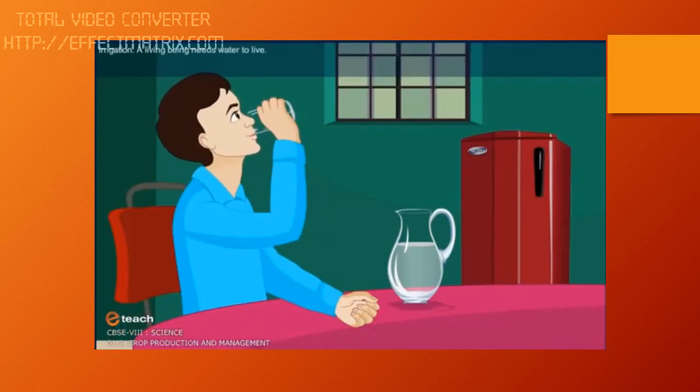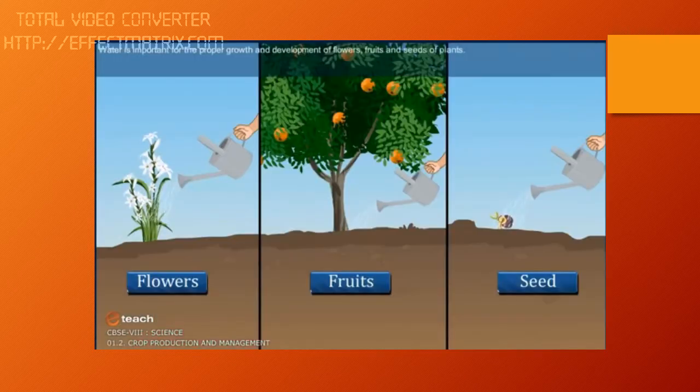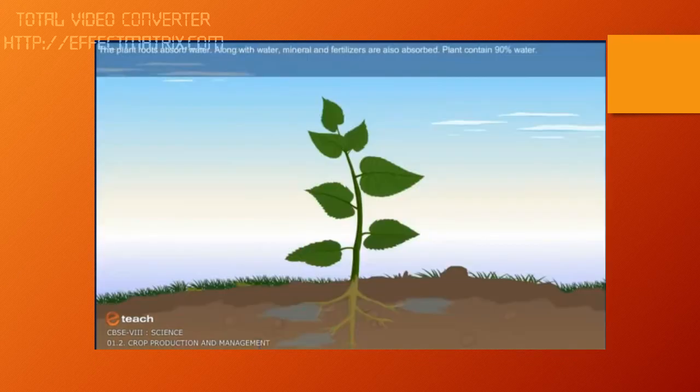Irrigation. A living being needs water to live. Water is important for proper growth and development of flowers, fruits and seeds of plants. The plant roots absorb water. Along with water, minerals and fertilizers are also absorbed.